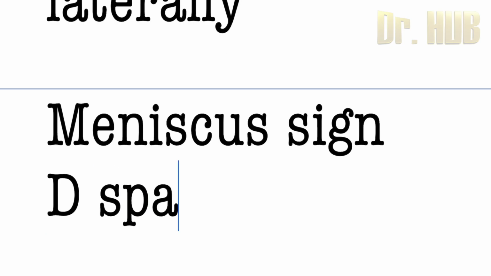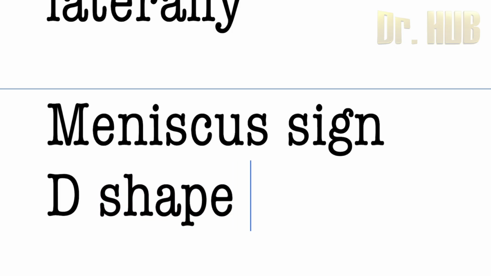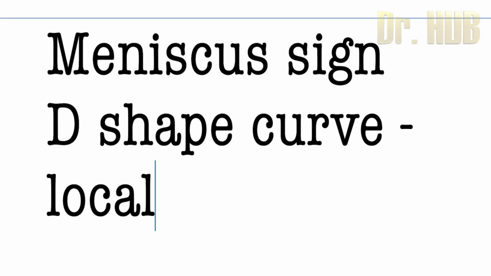Next there is something known as the D-shaped curve. The D-shaped curve is suggestive of a loculated pleural effusion.